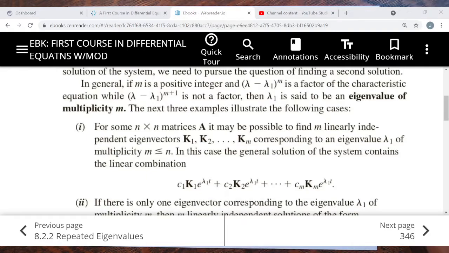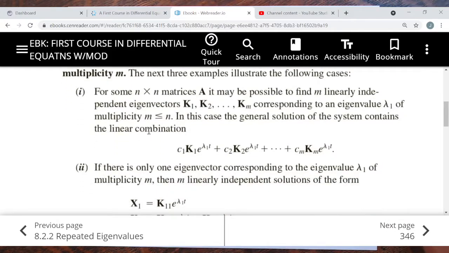You're seeing here that they describe what it means for an eigenvalue, say lambda 1, to be an eigenvalue with multiplicity m, and then the possible cases. Now, if an eigenvalue has multiplicity m, you may still be able to find m linearly independent eigenvectors, say k1 through km, corresponding to that value of lambda. And if that's the case, the general solution will contain a linear combination of those k's times e to the lambda 1 t. Pretty similar to what happened when you had distinct real eigenvalues.